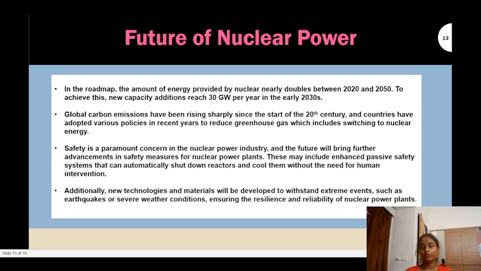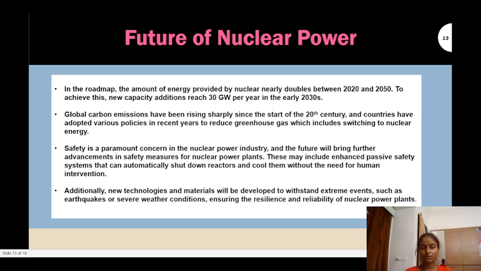Future of nuclear power. In the roadmap, the amount of energy provided by nuclear nearly doubles between 2020 and 2050. To achieve this, new capacity additions reach 30 gigawatts per year in the early 2030s. Global carbon emissions have been rising sharply since the start of the 20th century, and countries have been adopting various policies in recent years to reduce greenhouse gases, which includes switching to nuclear energy.